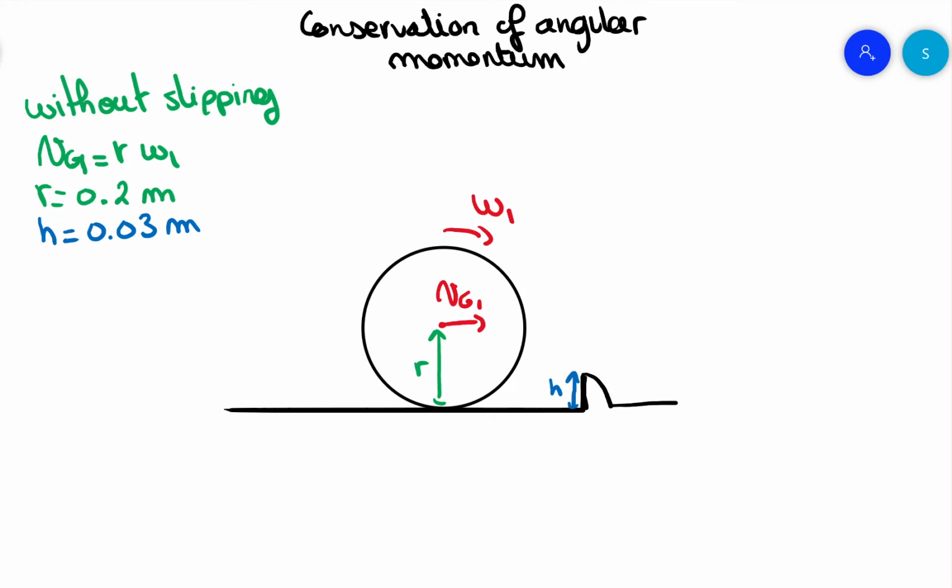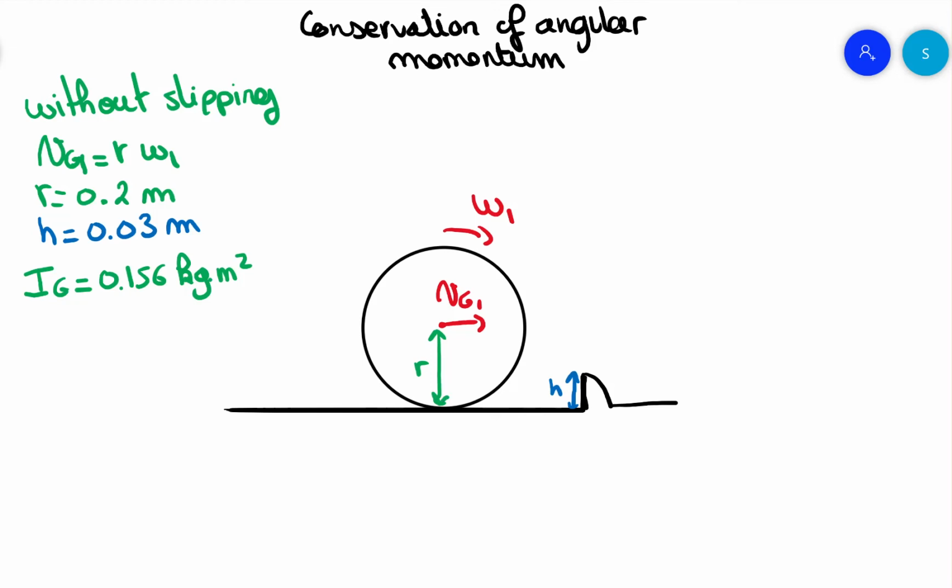That's the question. We have one more piece of information. That's Ig for this wheel, the mass moment of inertia, that is 0.156 kilogram meter squared. We have all this information. How do we approach this problem?